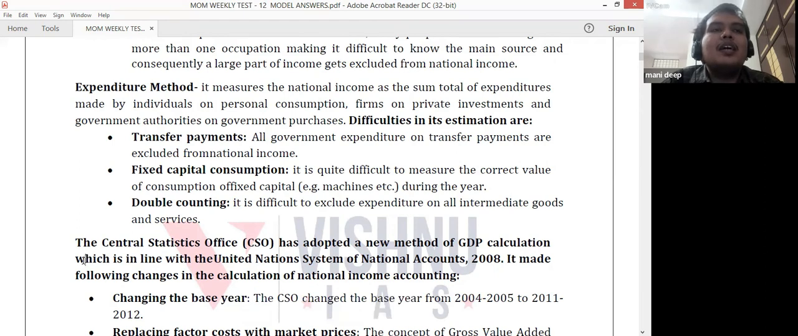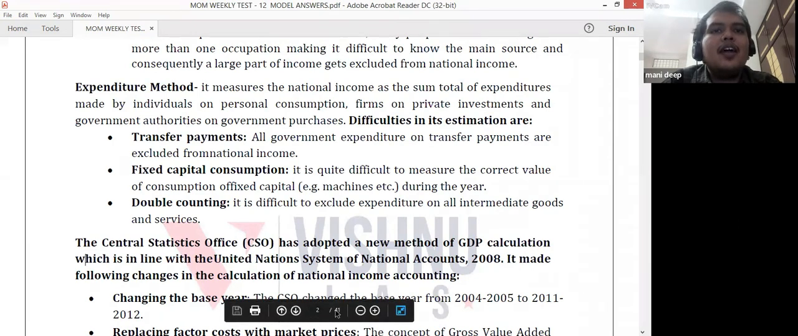The third is the expenditure method. The expenditure method is a very useful and very accurate method. It is based on your income, how much you are spending. By evaluating your spending patterns, they can find out what your income is. There are 3 methods. Then you can write about CSO or NSO, as it is now called.